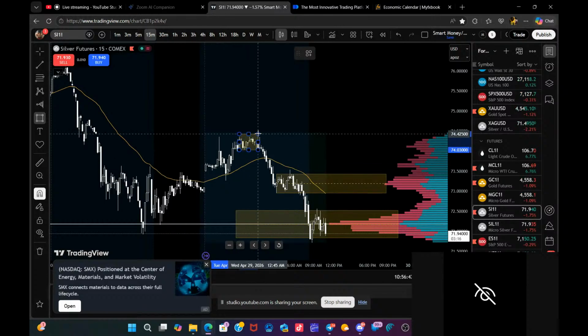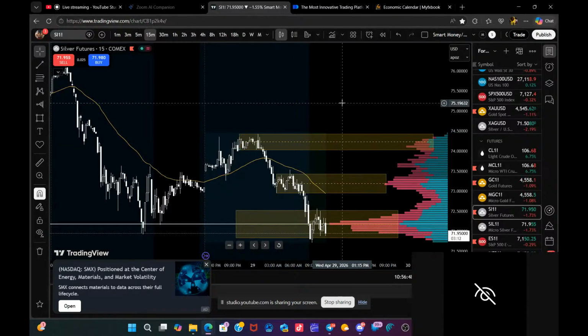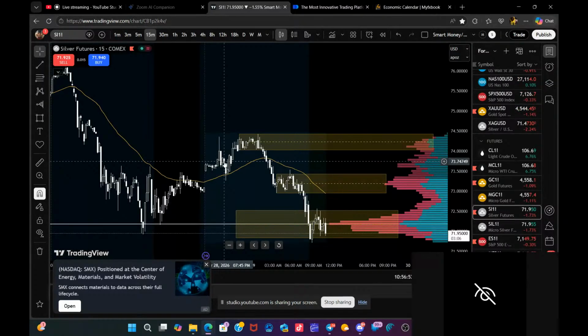Watch. Stretch it over. Boom. Y'all see that? This little zone right here represents over here. All right. Now look in between them. You got low volume. Price busted through it. Low volume here. Price busted through it. Look, even came back up and got a rejection.